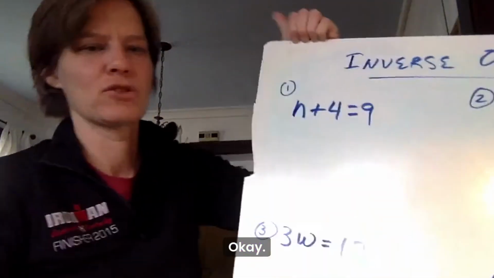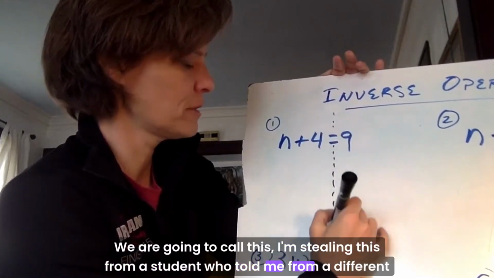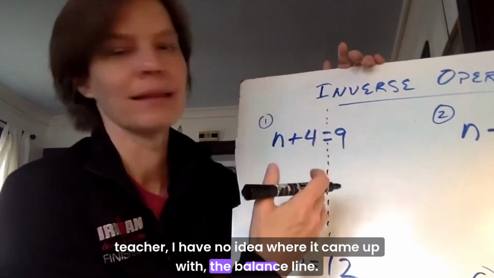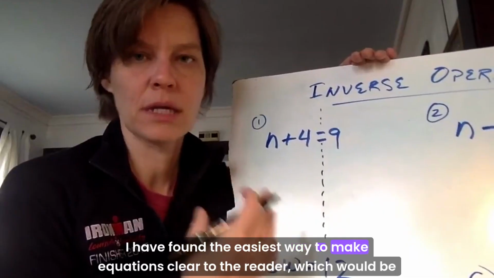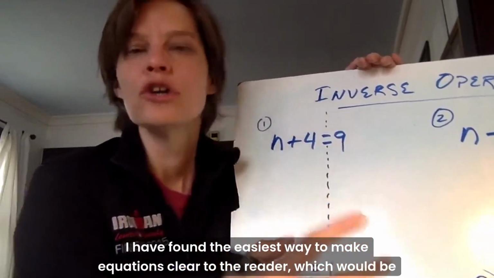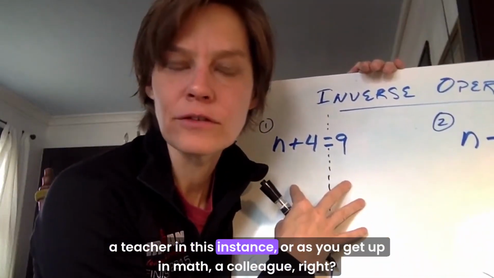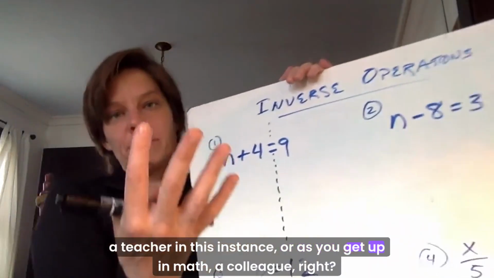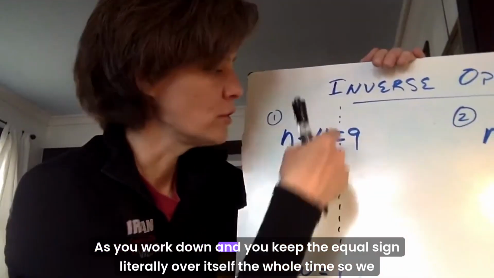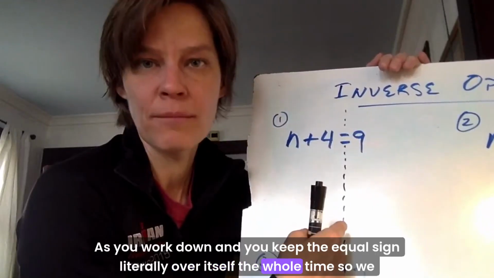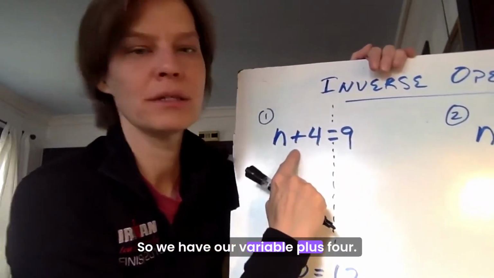All right? Okay. So we're going to call this, I'm stealing this from a student who told me from a different teacher, I have no idea where it came up with, the balance line. All right? You can do this however you want. I have found the easiest way to make equations clear to the reader, which would be a teacher in this instance, or as you get up in math, a colleague, right? As you work down and you keep the equal sign literally over itself the whole time so we can see what's going on, right? So we have our variable plus 4.